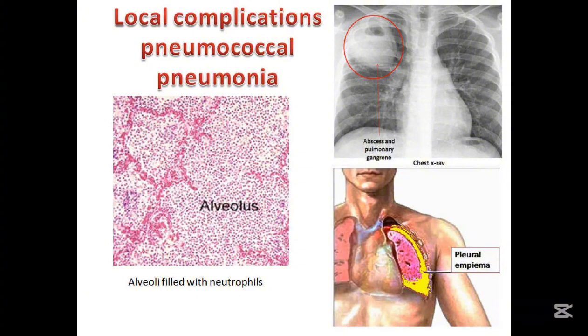And what are the complications of pneumonia? You can have pleural effusion, lung abscess, respiratory failure, sepsis, empyema, and death, especially in the elderly or comorbid patients.